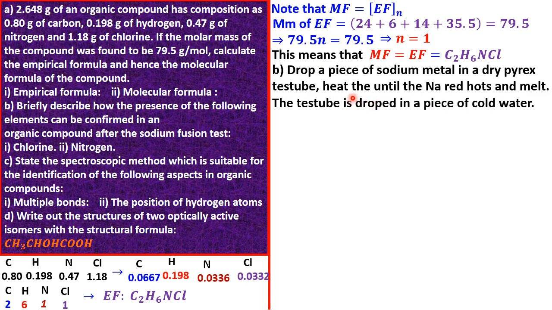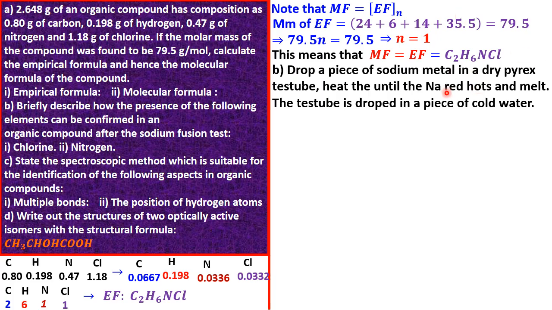tube, and we heat it until the sodium is red hot and melts. Then the test tube is dropped into a beaker of cold water. So guys, this is simply the procedure. After it has dropped into the cold water, the test tube is going to shatter, because when we take a very hot Pyrex test tube, in which the sodium metal has been heated until it is red hot, then melts, and drop it into a beaker of cold water, the first thing the test tube does is shatter.